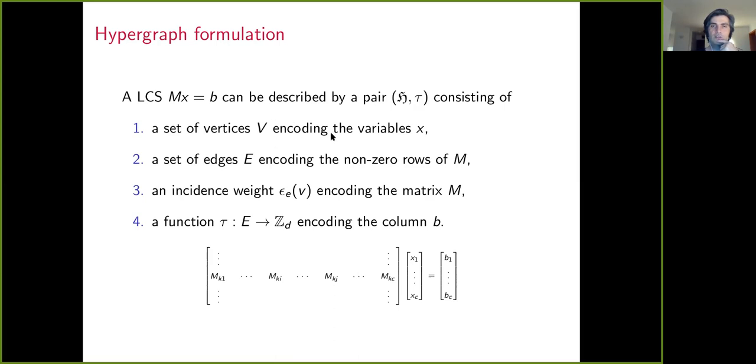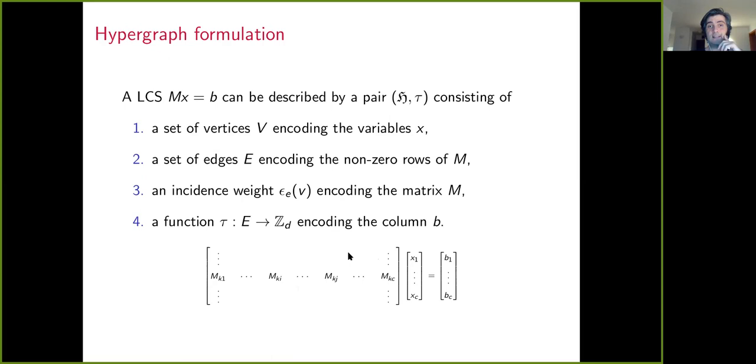So the set of vertices is going to correspond to the variables. There will be vertices labeled from 1 to C, where C is the number of elements in the column. And the set of edges is going to encode the rows, labeled from 1 to R, where R is the number of rows in an incidence weight matrix, corresponding precisely to the entries of the matrix here. More precisely, each edge is given by the vertices for which the corresponding row has a non-zero entry.